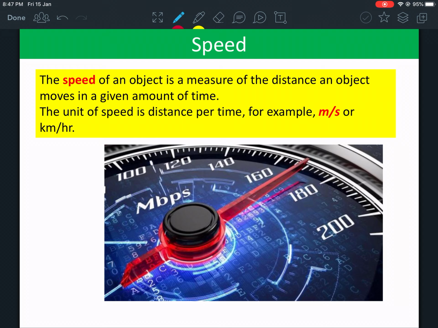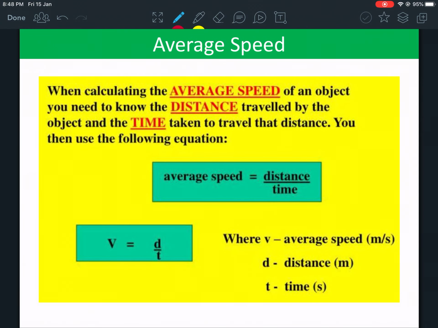Remember when we said speed equals distance over time, so it's the distance in the amount of time. So it's how fast you're going. In general, speed is how fast you're going. And the unit of measurement of speed is meter per second or kilometer per hour. We've already taken that before. That's just revision.